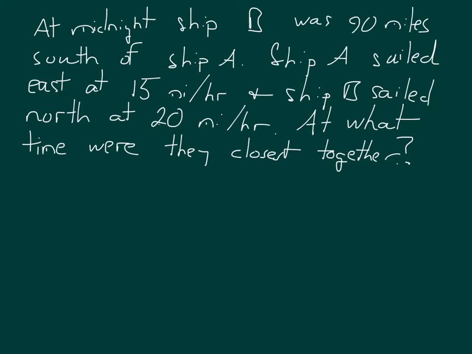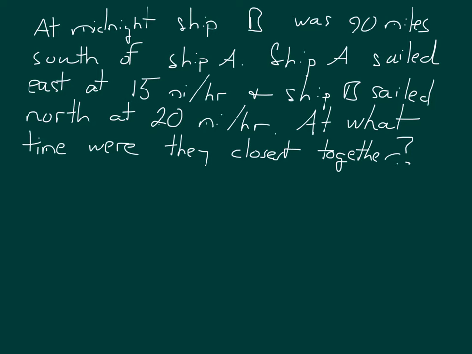All right, so when first looking at this question, you might think that it's a related rate problem because several of the related rates problems that we did started with a pair of ships traveling at particular speeds. But the clue that this is not a related rates question is the final sentence, which says, at what time were they closest together? Right?